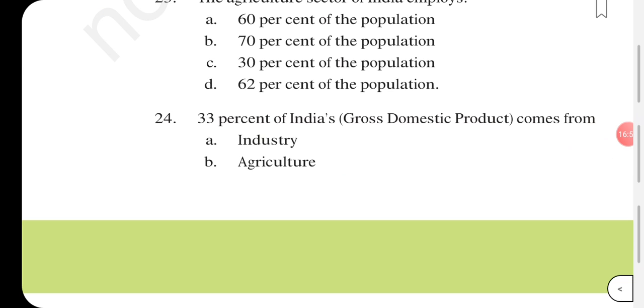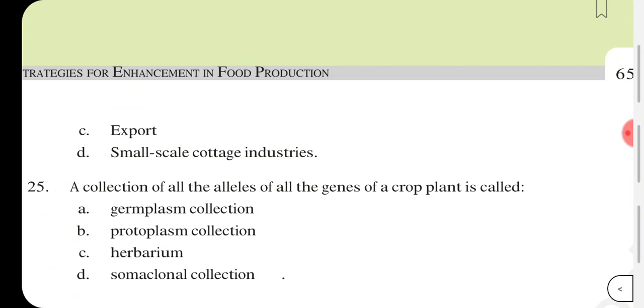Moving on to the next one. A collection of all the alleles of all the genes of a crop is called as germplasm collection, protoplasm collection, herbarium or somaclonal collection. What will it be called? So here the answer will be option A, that is germplasm collection.